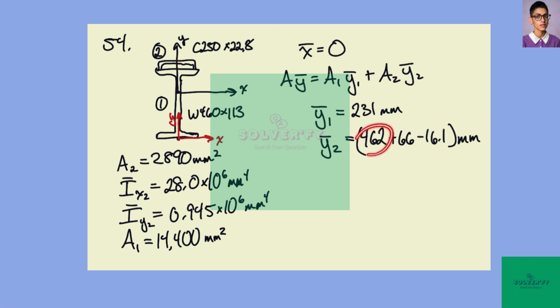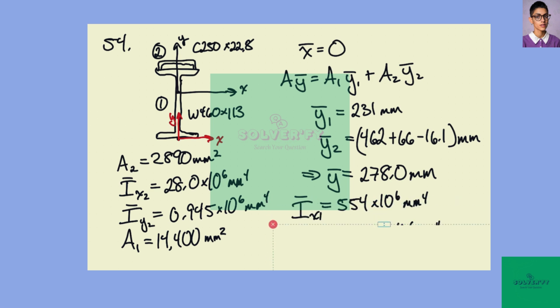So we get 462 plus 66 minus 16.1. And if we plug all those numbers in, we get that the centroid of the total cross section is 278.0 millimeters up from here. So that's where we are. And again, it's higher than this, as we'd expect, because we've added mass above the centroid of the I-beam.